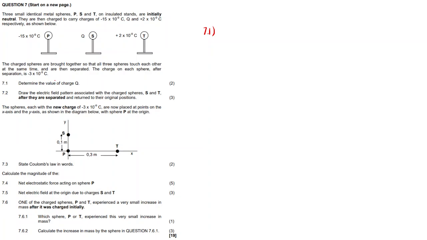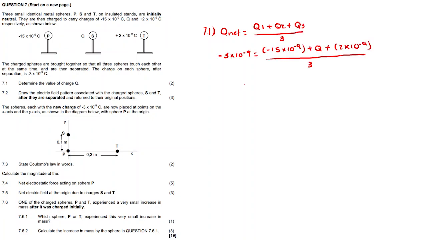Since we have the net charge after they have all come in contact and separated, we can take that value, being Q net, is equal to Q1 plus Q2 plus Q3 all over 3. We can then plug in our values, and when we rearrange, we should get that Q is equal to 4 times 10 to the power negative 9 coulombs.